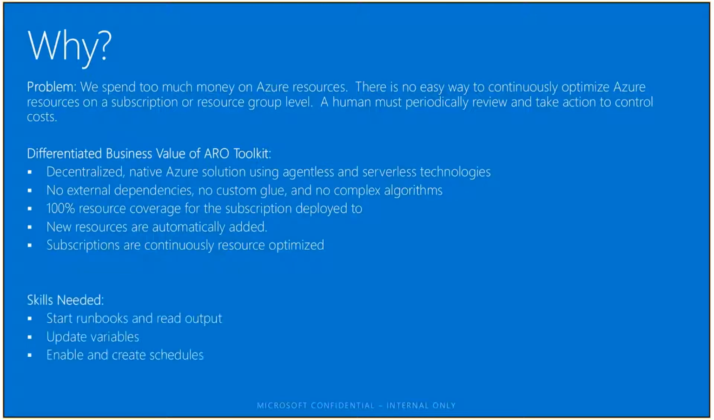Let's talk about skills. What you need to do, I said you don't have to write code. The things you do have to know how to do is just a few things in the Azure portal. Start runbooks and read output, update variables, and enable and create schedules. And I'm going to show you in this demo all of that will be hit on. So cool. If you watch this video, you'll be trained up in an expert on ARO Toolkit.